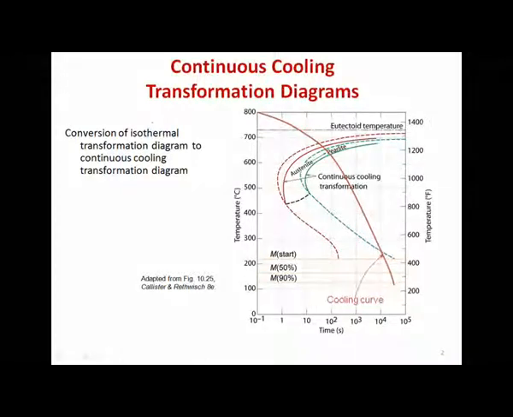And of course we saw at this point the reason that we deal with this idea of instantaneous temperature changes in isothermal holds, because predicting microstructure is much easier if we make that assumption. It's not always true. Sometimes we have a steady cooling rate, like an air cool, a furnace cool, a water quench.